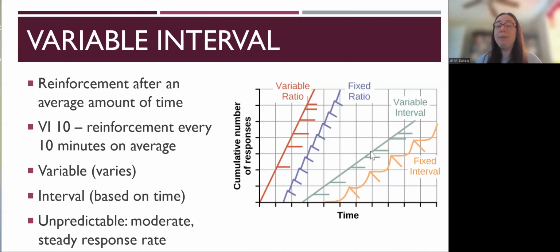I can call as many times as I want during that variable interval, but the phone will still be busy during that interval, regardless of if I call one time or 100 times. So variable interval schedules are not based on my responding. It doesn't matter. It's the first response after the interval has elapsed that will be met with reinforcement.